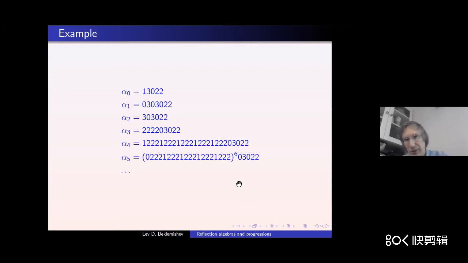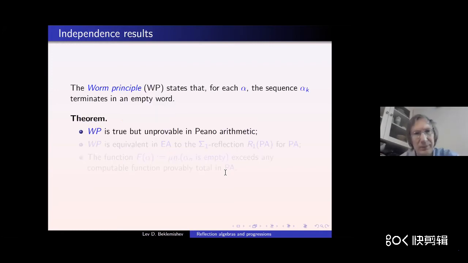So it appears initially that this word is growing and growing. However, the result is, in fact, that the following statement, called WP, the worm principle, is true, however unprovable in Peano arithmetic. In fact, for each word alpha, the sequence alpha k terminates in an empty word. So the process that I have just described is always finite, and this is the statement of the worm principle.